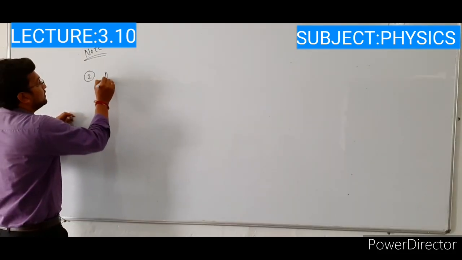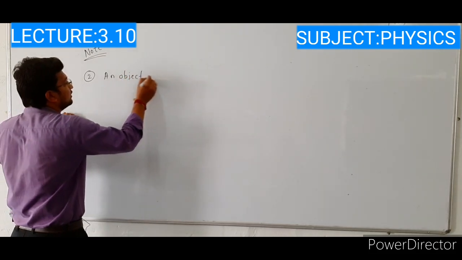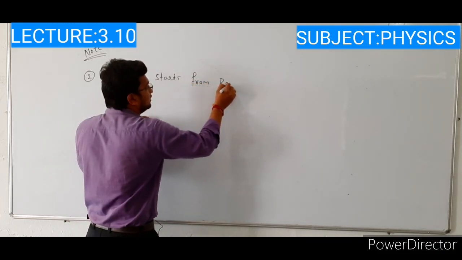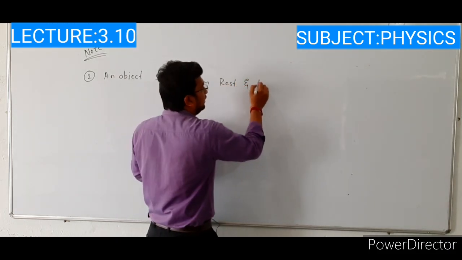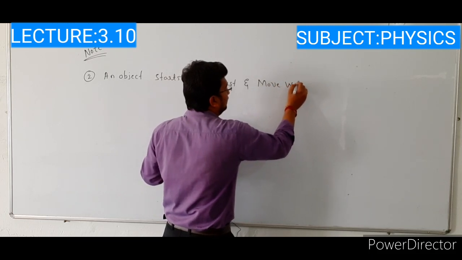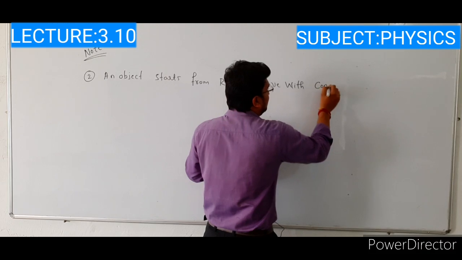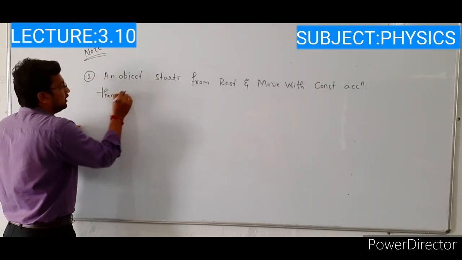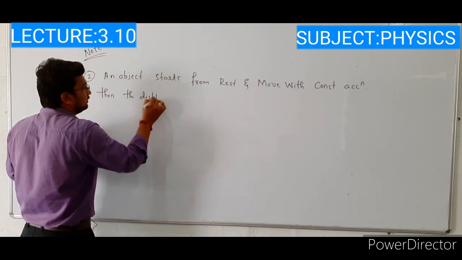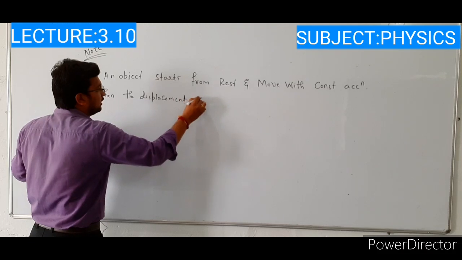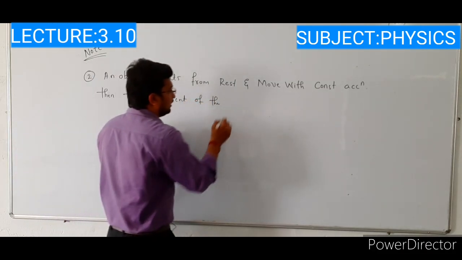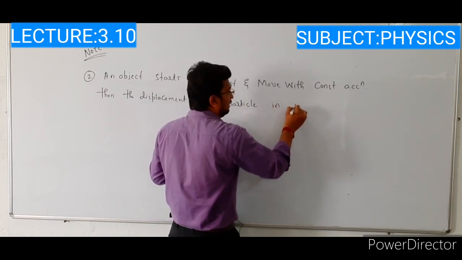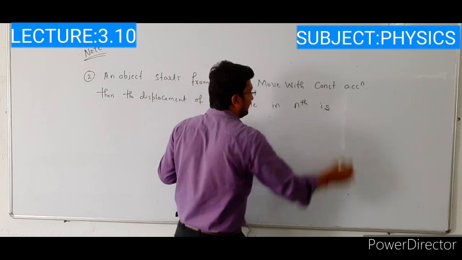Second one, an object starts from rest and moves with constant acceleration, then the displacement of the particle in nth second is.